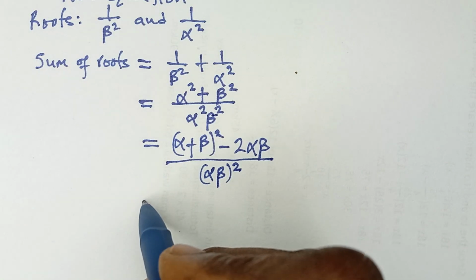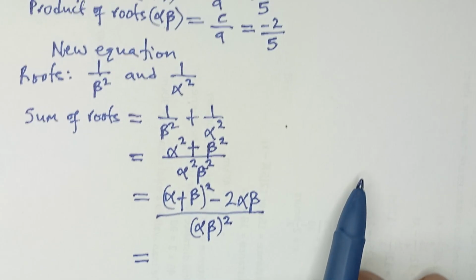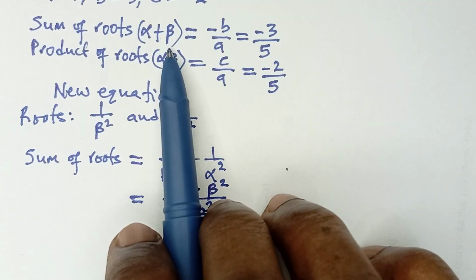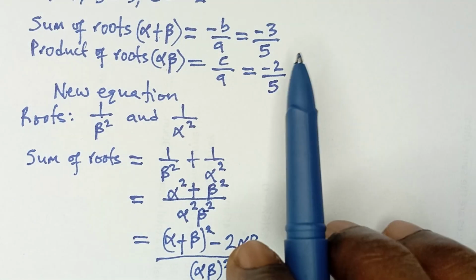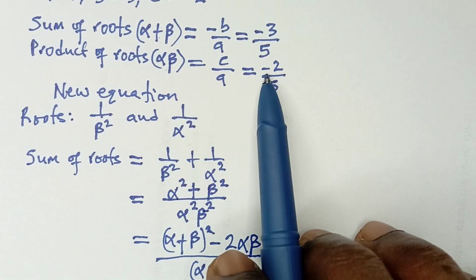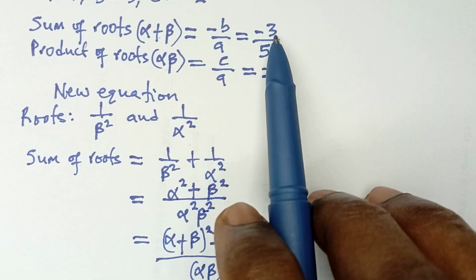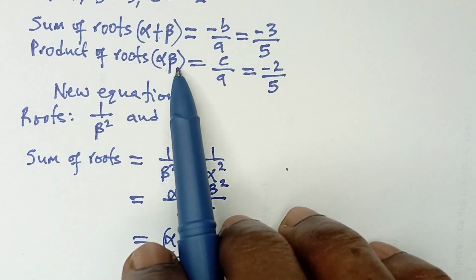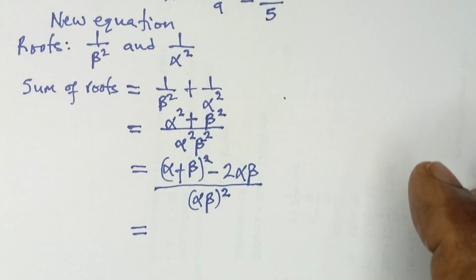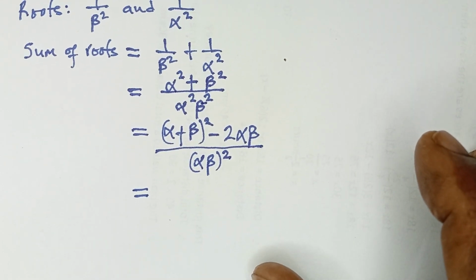So if we simplify this, you can say alpha plus beta. If we check our simplification from the beginning, you can see alpha plus beta, that is the sum of roots, is negative 3 over 5. And the product of roots is negative 2 over 5. So alpha plus beta is negative 3 over 5, and alpha beta is negative 2 over 5. So we can now come down here and substitute the values for it.